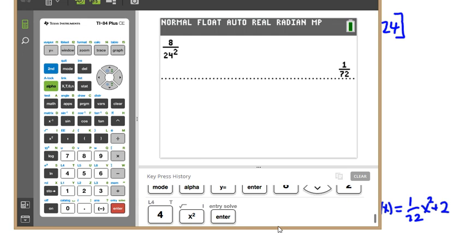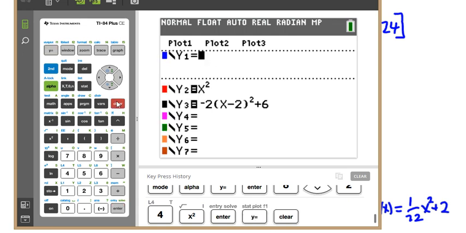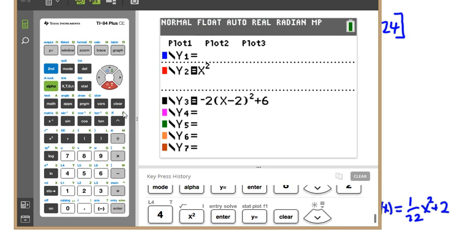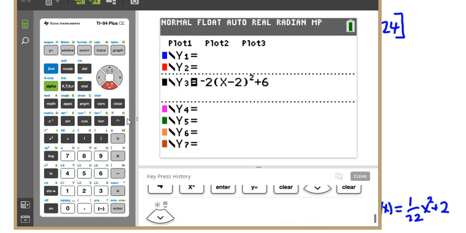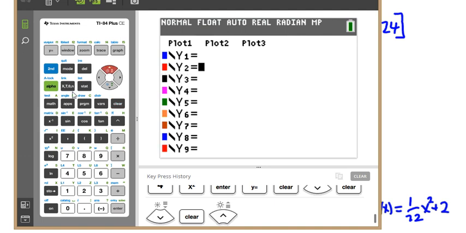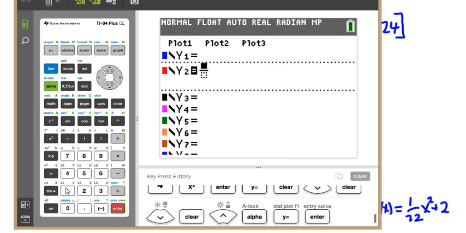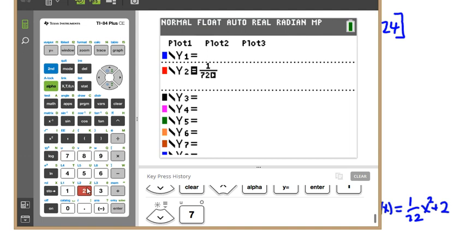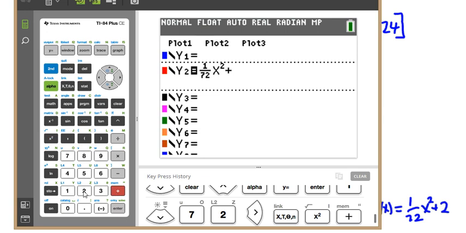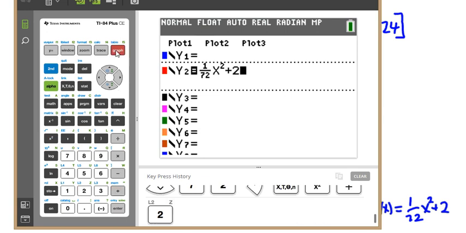I go get a y equals. I'm going to clear these things out here. So I'm going to do this in red. So alpha y equals, enter. So 1 over 72, and we're going to put x squared, and then we're going to add 2 to that. And so we could graph this, see what it looks like.